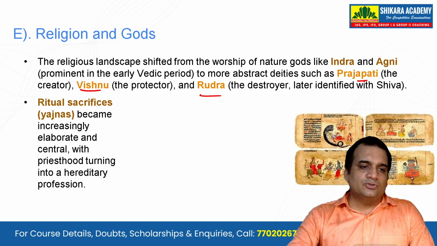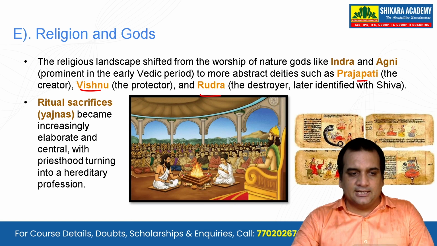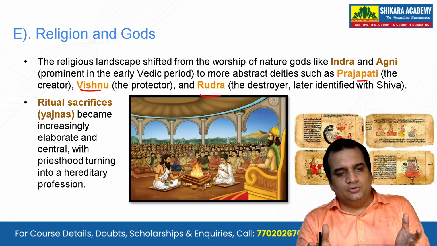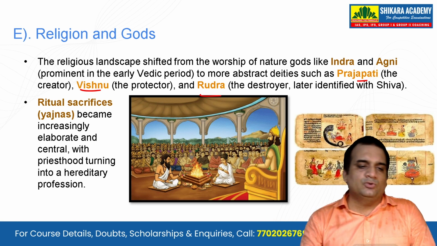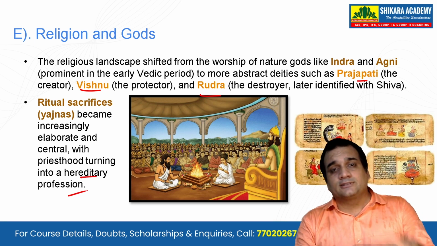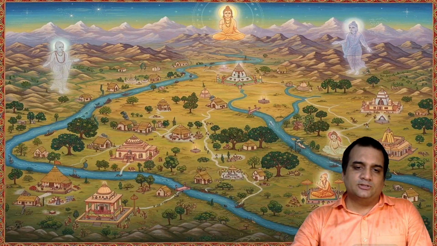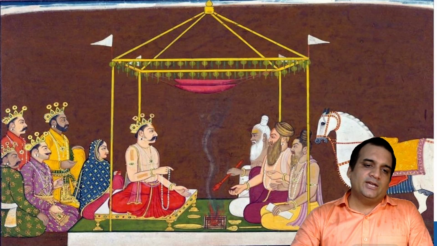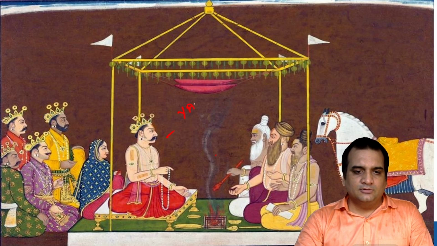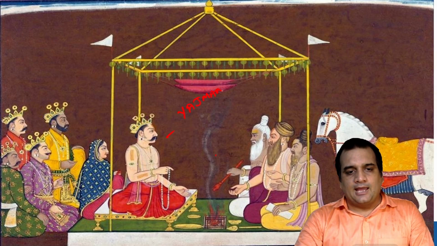And these ritual sacrifices, or the yagnas, will become increasingly elaborate. And the priesthood will turn into a hereditary profession. So now a Brahmin Purohit's son will become the next Purohit, and his son will become the next Purohit. So that hereditary principle was brought into the priesthood. This is the picture where you can see a yagna is being performed. He, the king, is the Yajman. And these priests here are the Purohits.